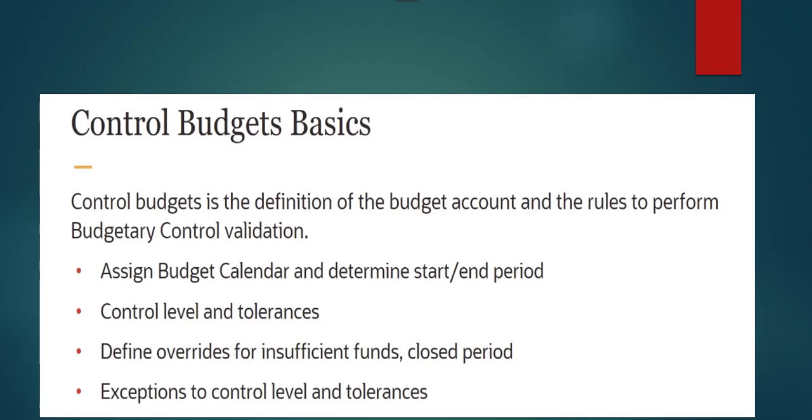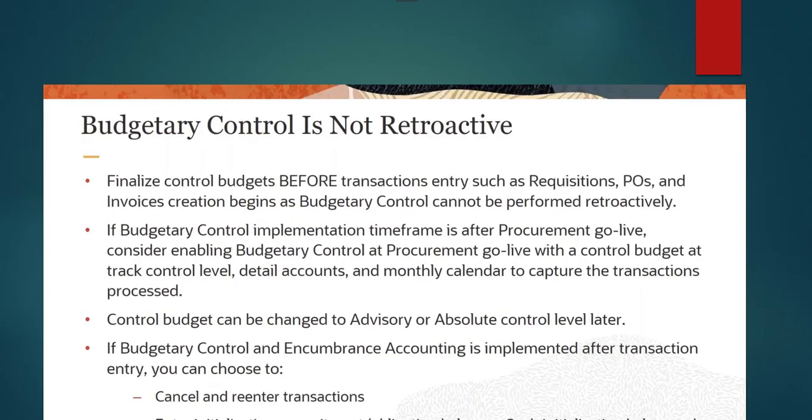We can also define override for insufficient funds, or if we are trying to budgetary control something in a closed period. Budgetary control is not retroactive. What does it mean? You have to finalize the control budget before transaction entry, such as requisitions, POs and invoice creation begins, as budgetary control cannot be performed retroactively.